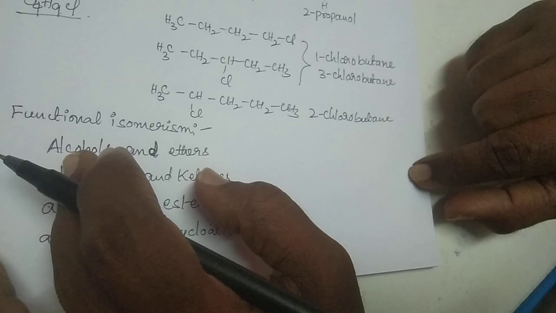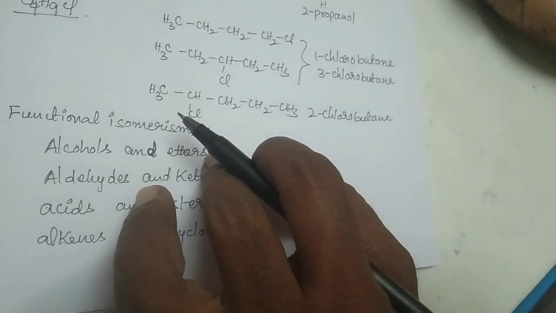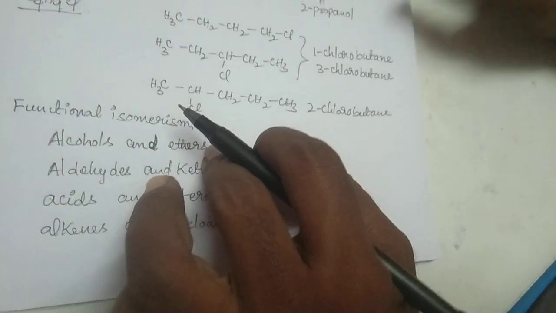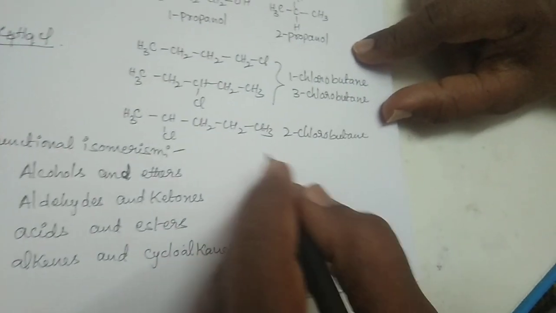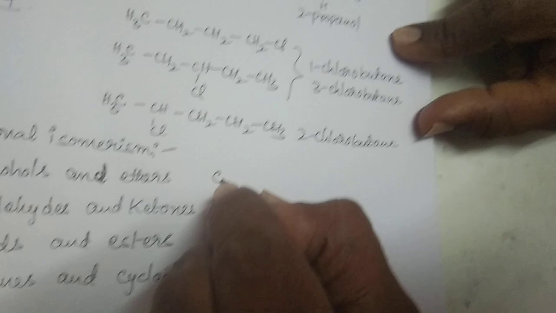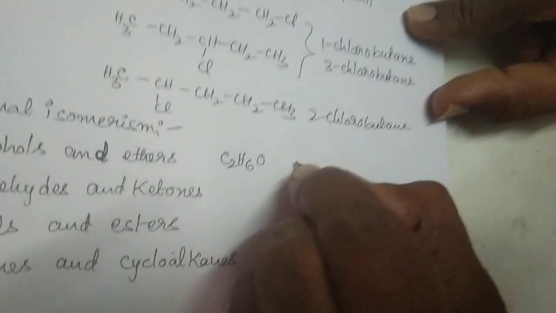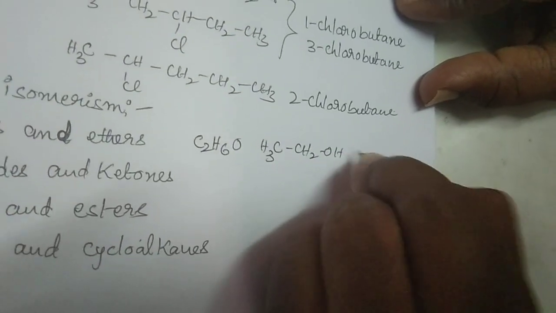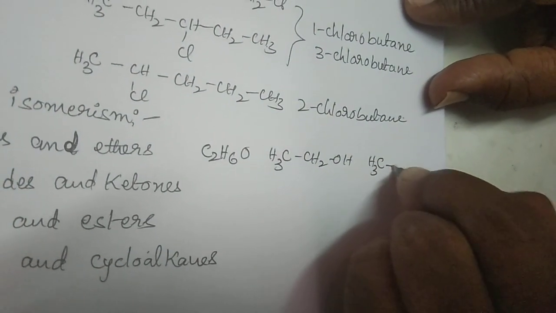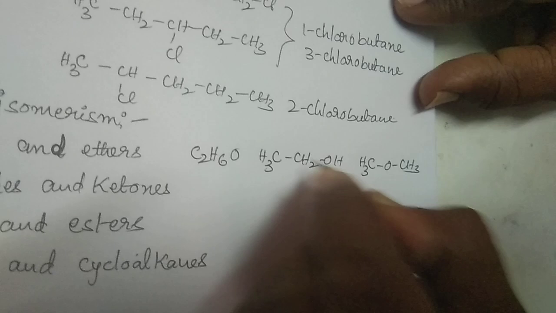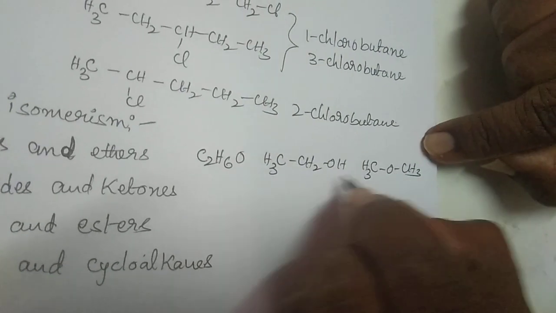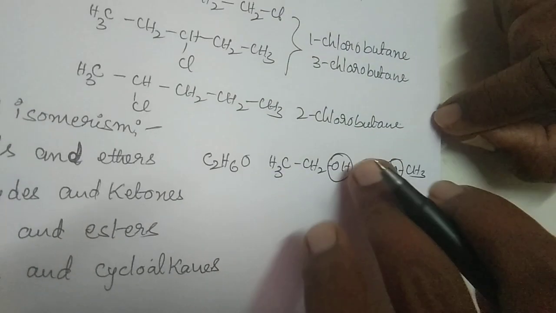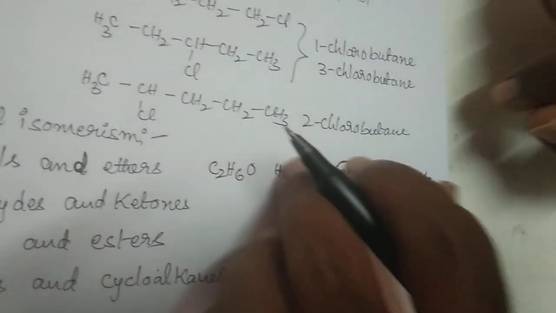So these are the different combinations of functional isomers. For example, alcohols and ethers: the same molecular formula can be exhibited by either an alcohol or an ether. Take C2H6O. You can write it as CH3CH2OH, or you can write it as CH3OCH3. So these are functional isomers. Here the alcohol functional group, here the ether functional group. These are different functional groups with the same molecular formula.